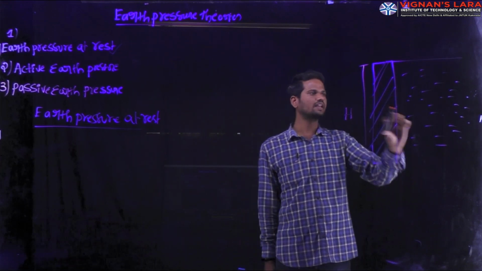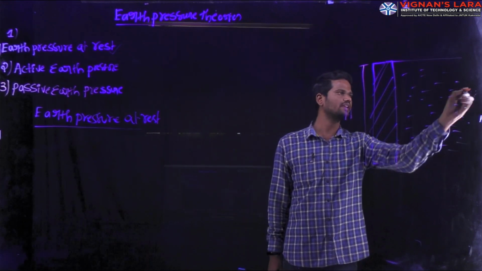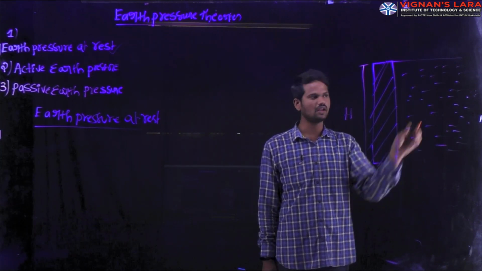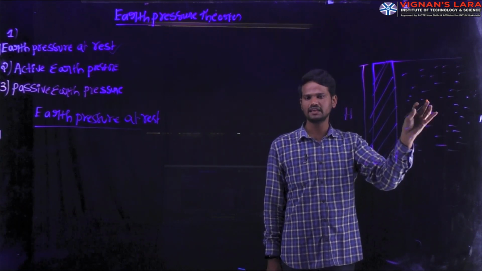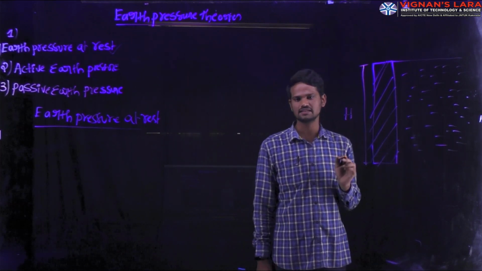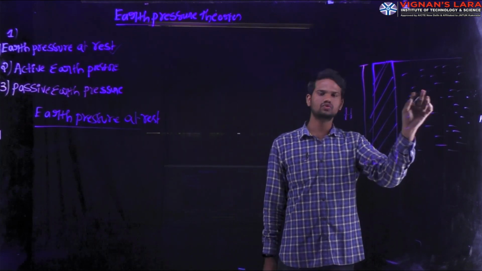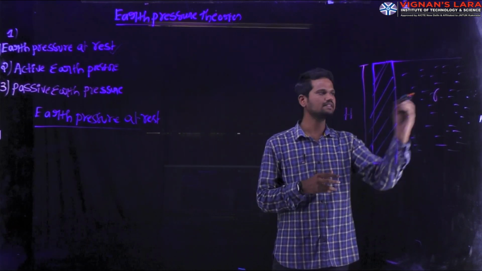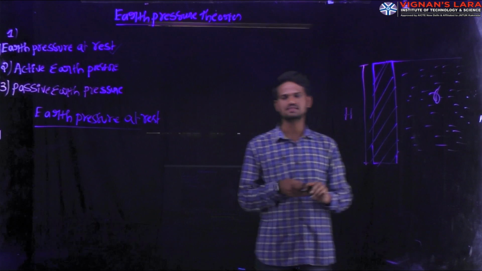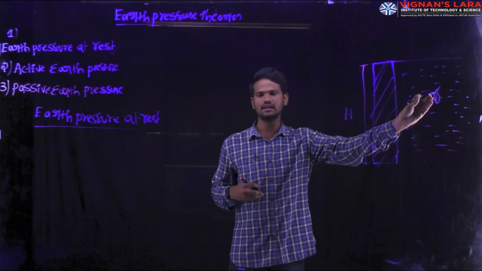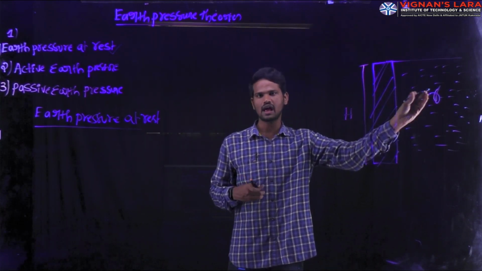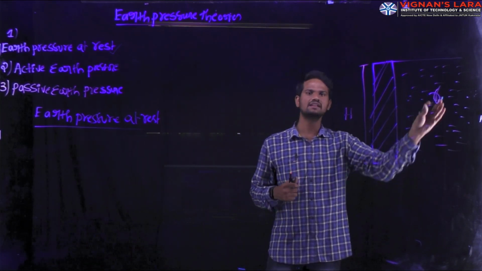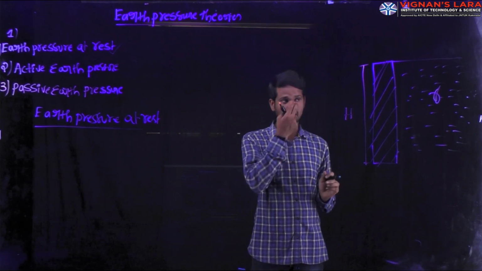If you observe here, the soil available here is cohesionless soil. In earth pressure at rest condition we are taking it as cohesionless soil. For this cohesionless soil, we take the unit weight of the soil mass as gamma. That means the soil may have dry unit weight, moist unit weight, or submerged unit weight, based on the situation of the soil with respect to water.